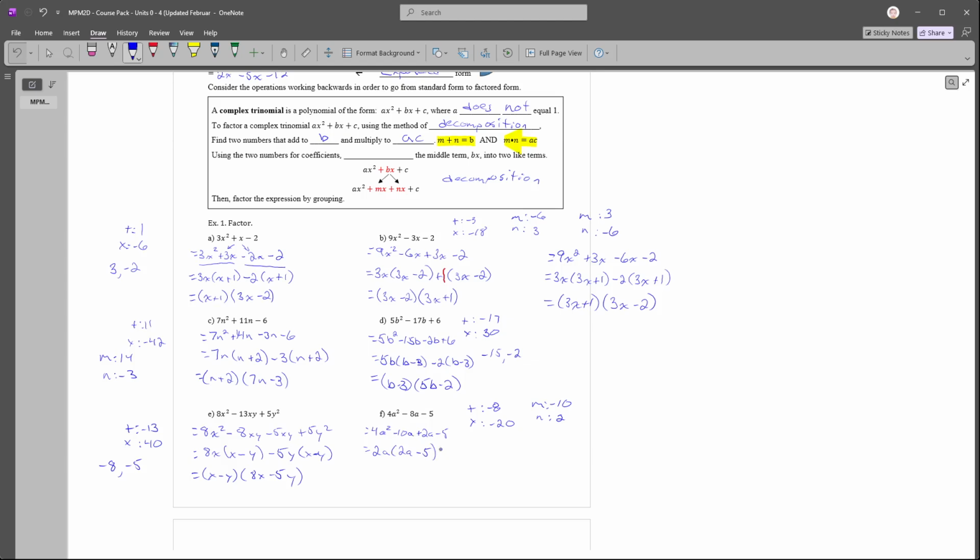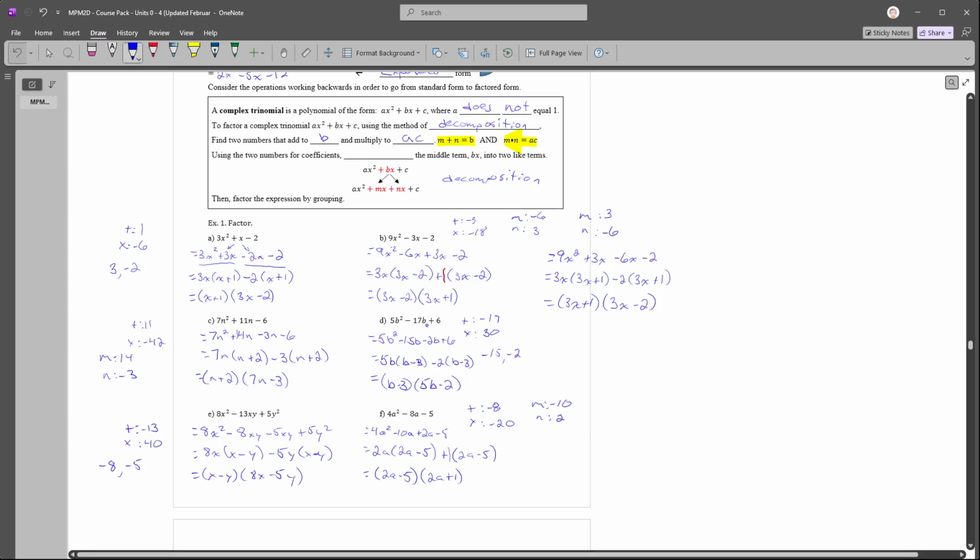And then over here, we can't factor anything out from the 2a minus 5, so we're just going to add that on. 2a minus 5. But don't forget, there's that hidden 1 right here. It's sitting there. It's not going away. So we have 2a minus 5 as our first term. And we're going to multiply that by the sum of our two multipliers, which is 2a plus 1. And there we go. So those are all of our complex trinomials.